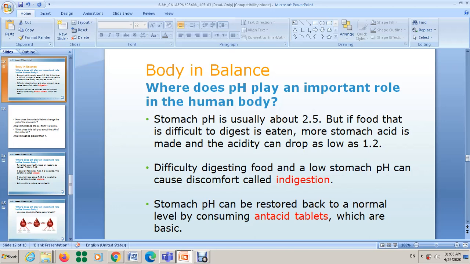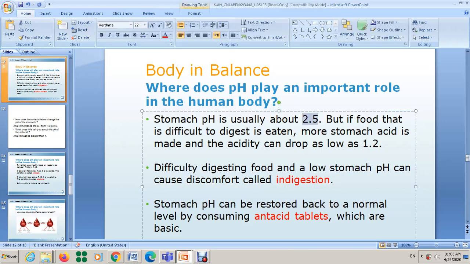Stomach, as you know, has gastric juice, and it has an acid. This acid is called hydrochloric acid. So the pH inside our stomach is how much? It is 2.5. But food that is difficult to digest will make the acid inside the stomach decrease.